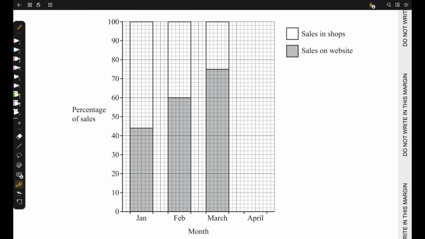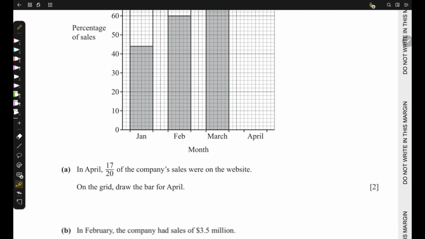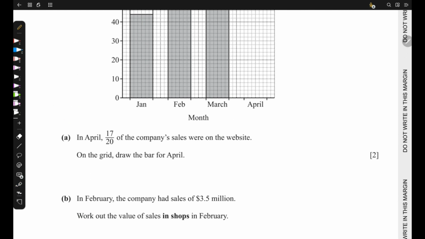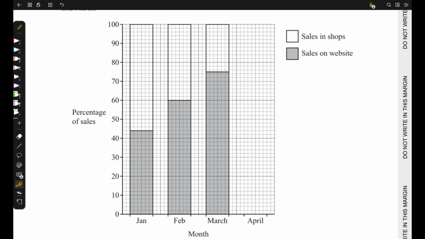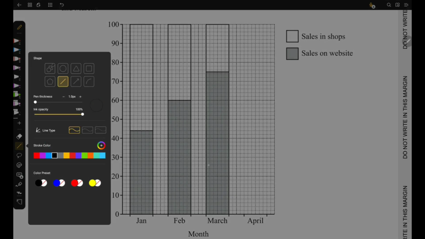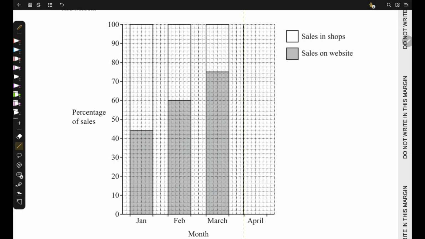So for the grid, we have to represent the bars in the form of percentage. So it means we need to find out the percentage, right? In order to find out the percentage of sales that were on the website, we have to convert this fraction into percentage. To convert it into percentage, we have to multiply it with 100%. So now if we solve it, we get 85%. So this means that 85% of the sales were on the website, and the remaining 15% of the sales were through the shops.